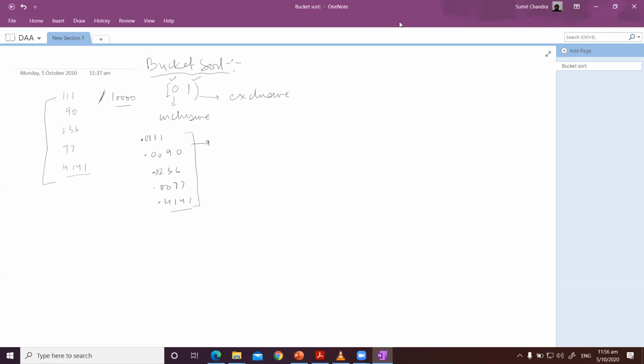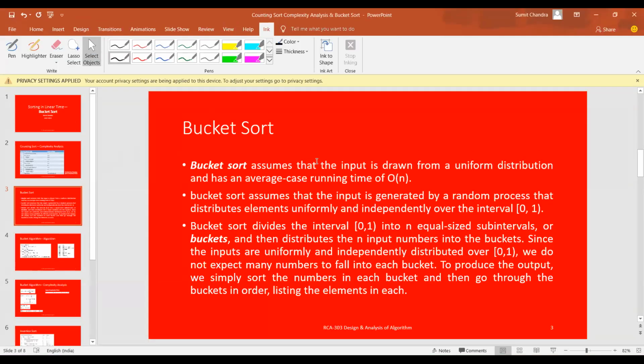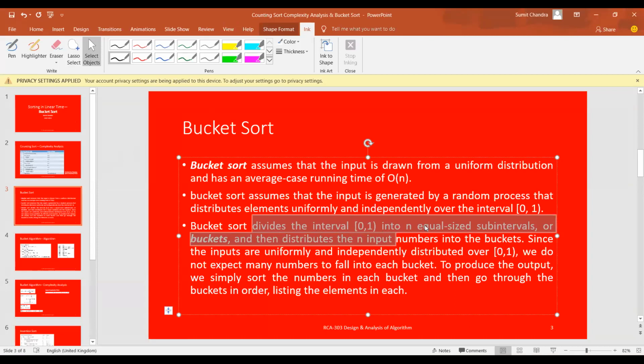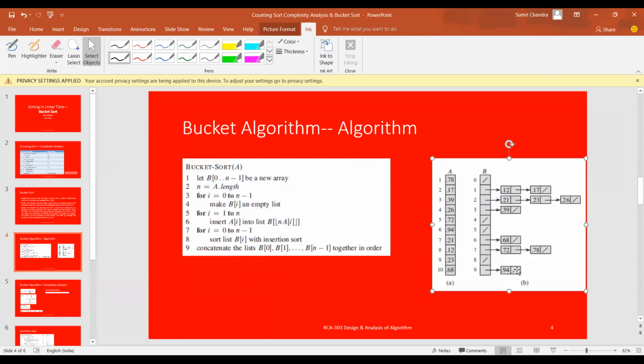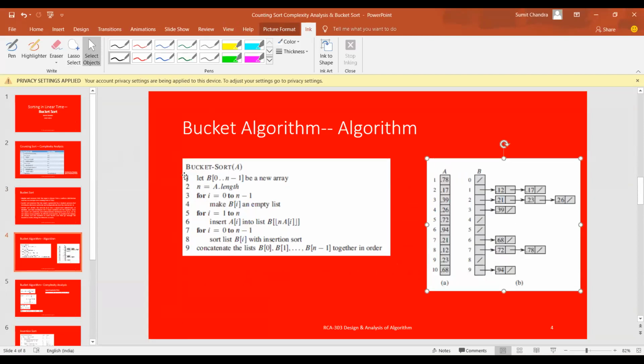Now, bucket sort assumes that the input is drawn from a uniform distribution. Bucket sort divides the interval 0 to 1 into n equal-sized subintervals. Now, how is this done? See here, see the algorithm. Is this visible? Yes. Again, we have an auxiliary array which goes from 0 to 9. You can see this figure. Auxiliary array 0 to 9, and then we insert the values into empty lists. How it is done, I will tell you with the help of an example. Let me take an example.